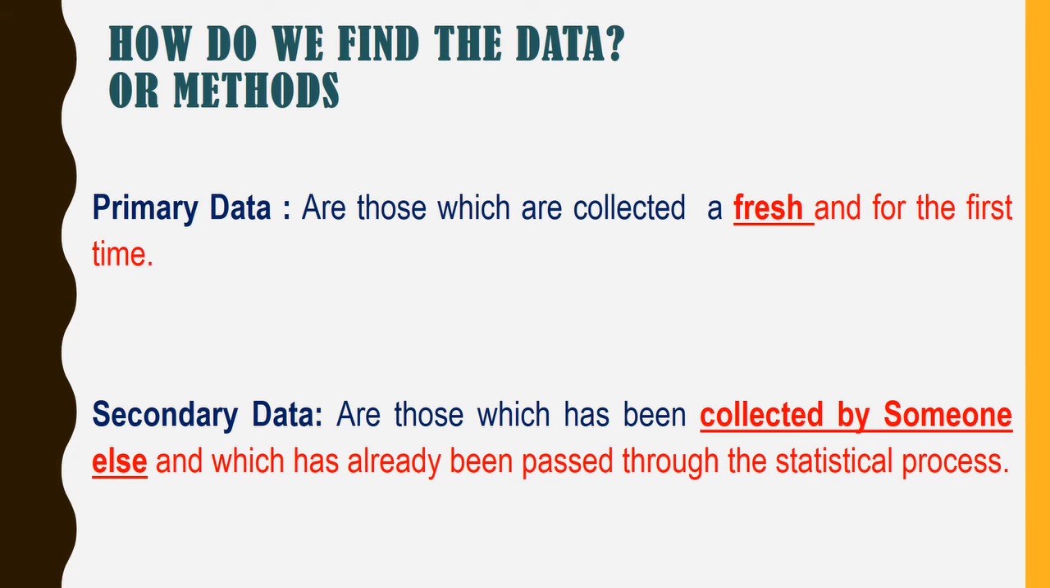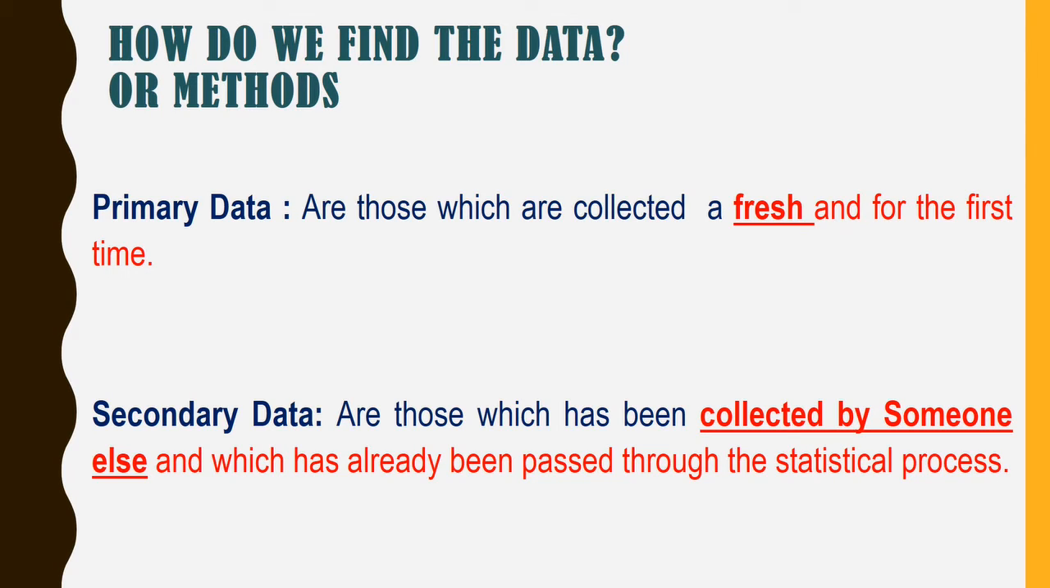First of all, we have to know that there are two ways we can find the data. One is called the primary way, another is called the secondary way. In the case of primary data collection, you have to find fresh data. Whatever new data you are going to collect for the first time is called primary data. And secondary data is already there, you need not collect it, it is collected by someone else. This kind of data is called secondary data.